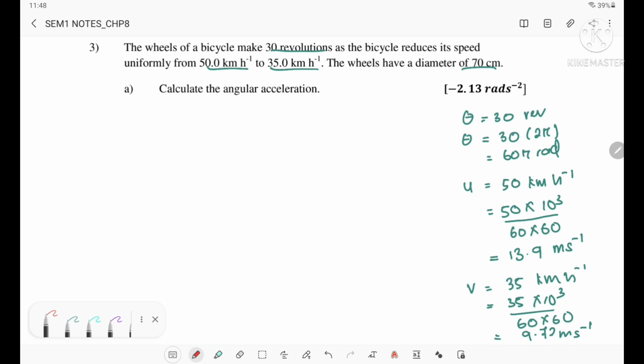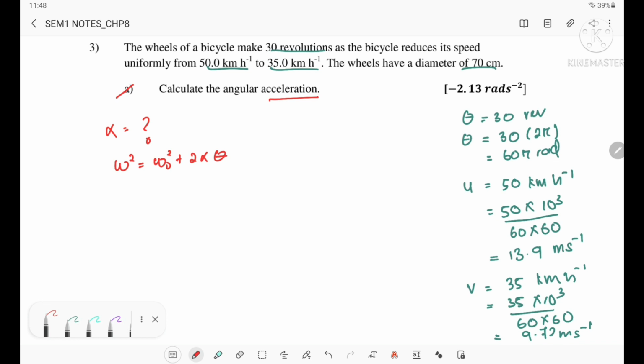And we calculate the angular acceleration alpha. So for question A, alpha, we're going to use the equation omega squared equal to omega naught squared plus 2 alpha theta.